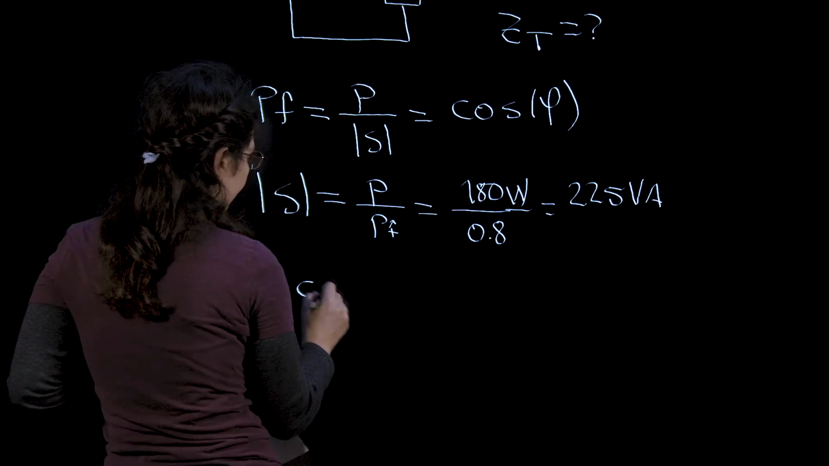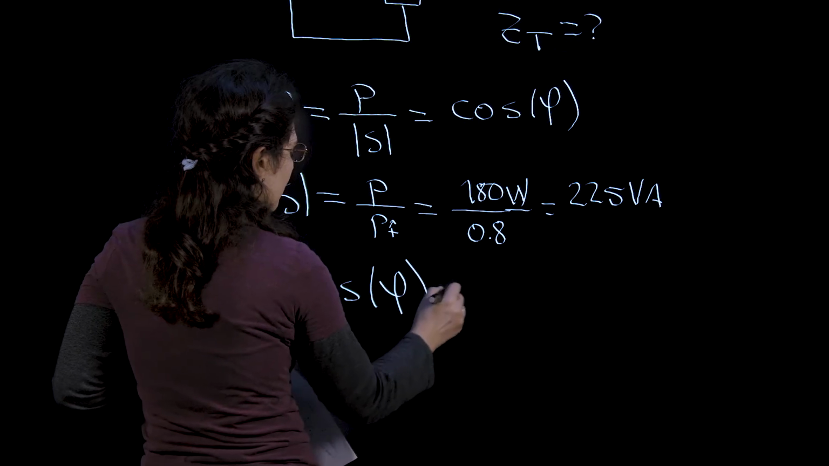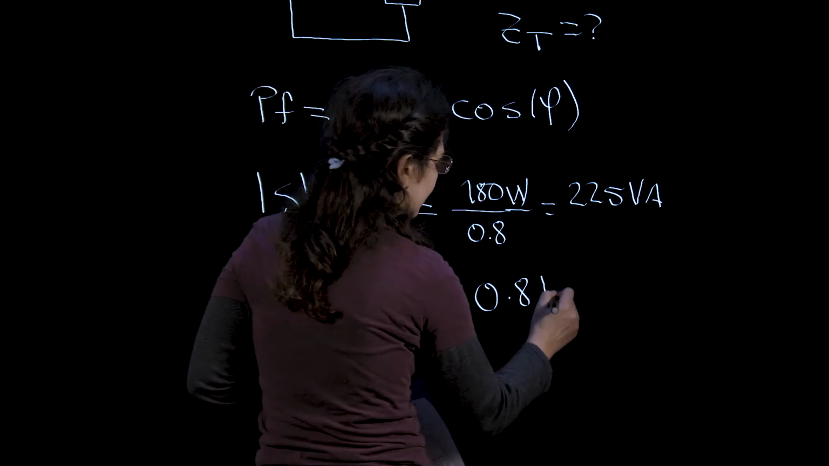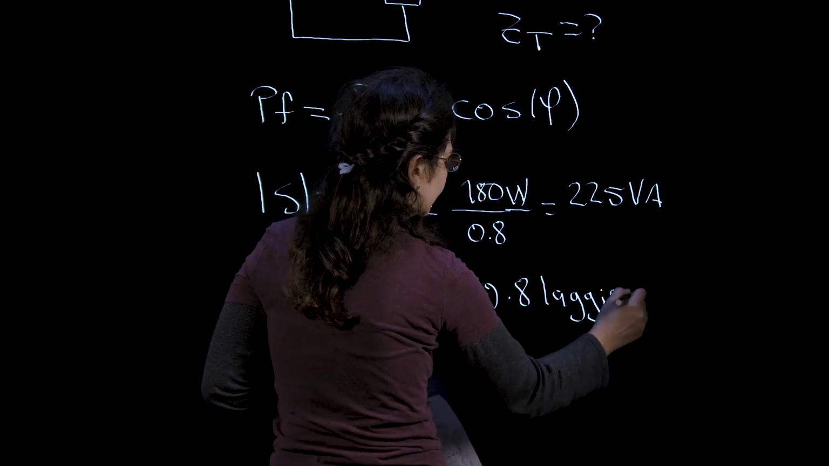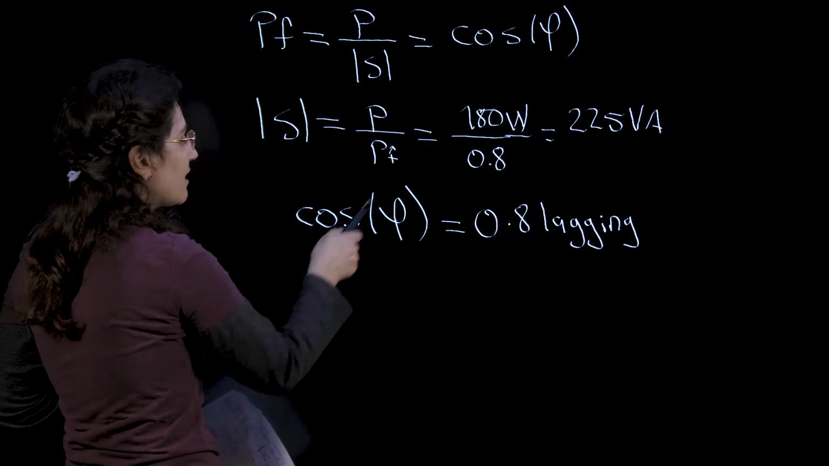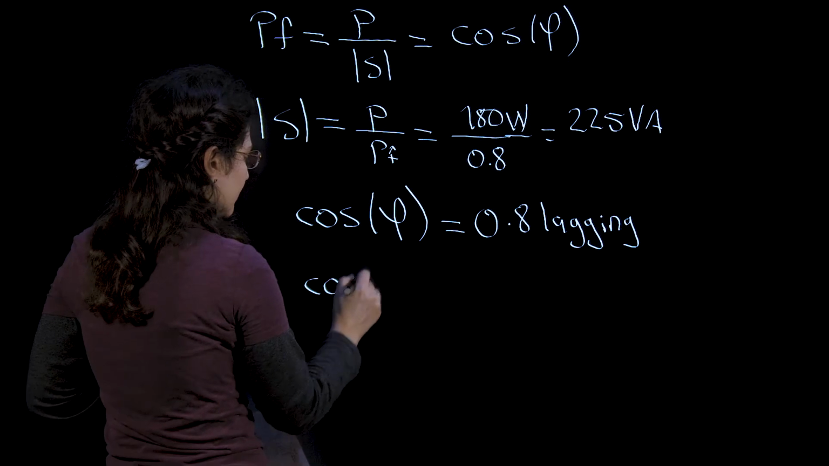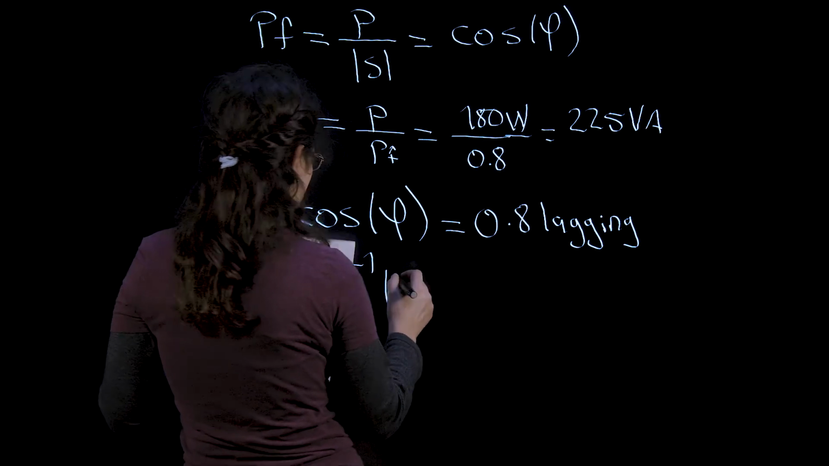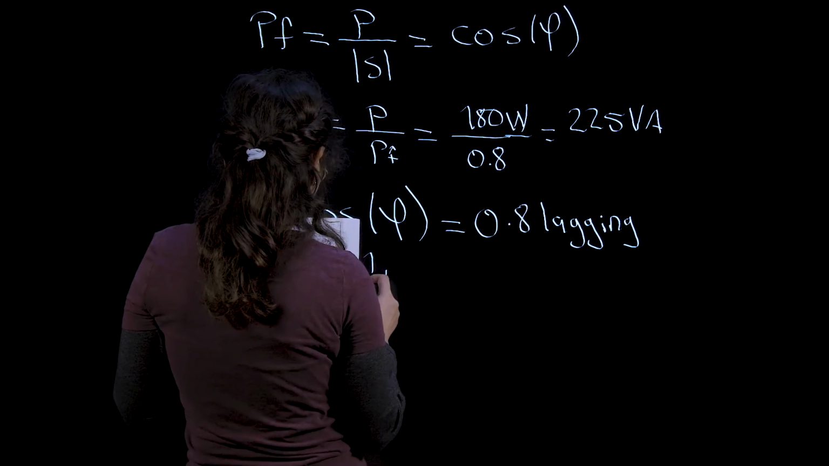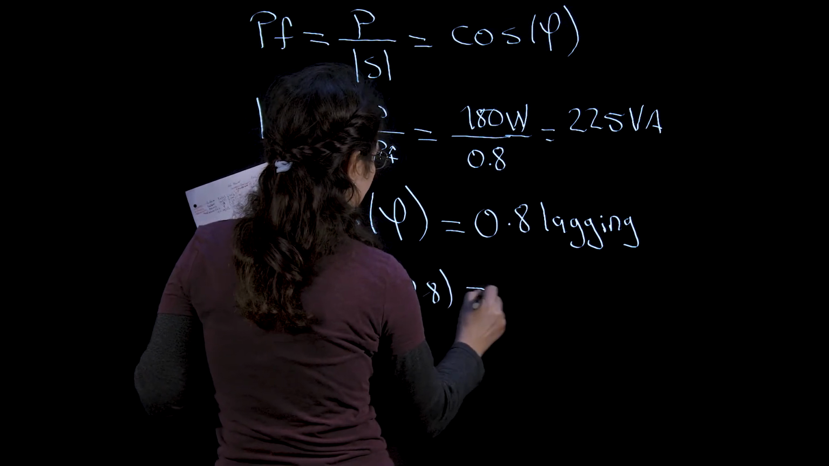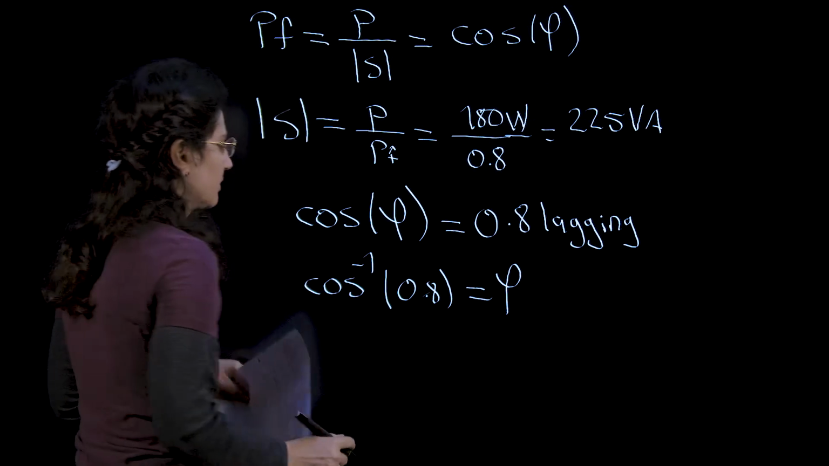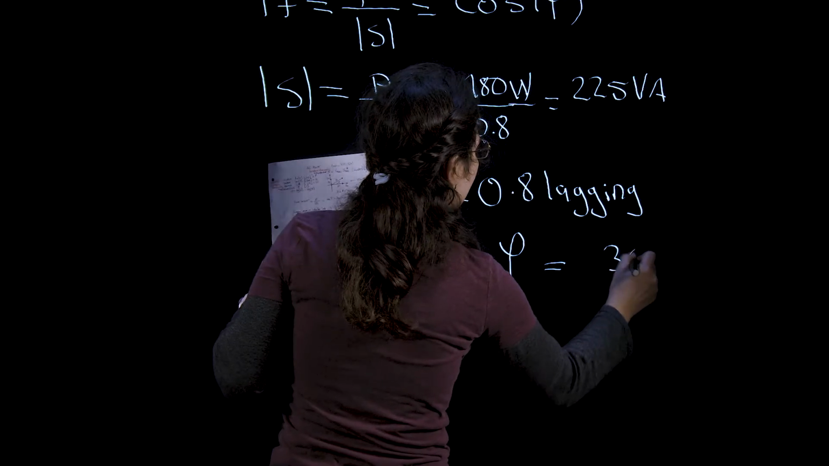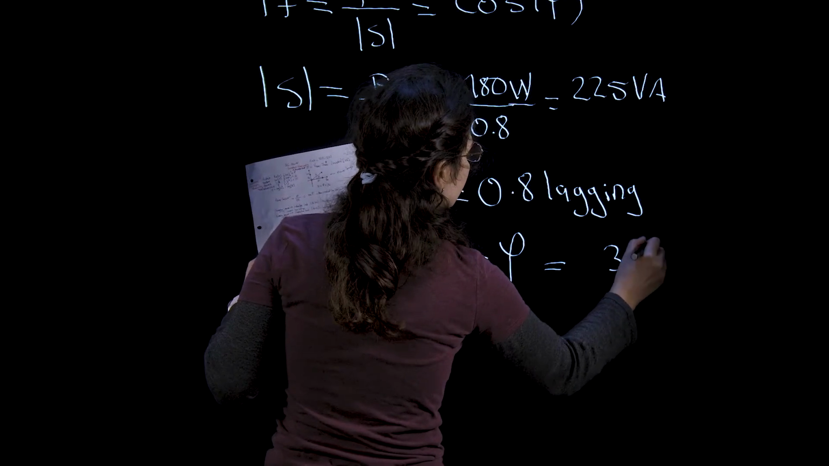And now, we also know that the cosine of phi, which is my power factor, is equal to 0.8 lagging. So we can calculate phi by taking the inverse of cosine, and that will give me phi. So that gives me 37 degrees.